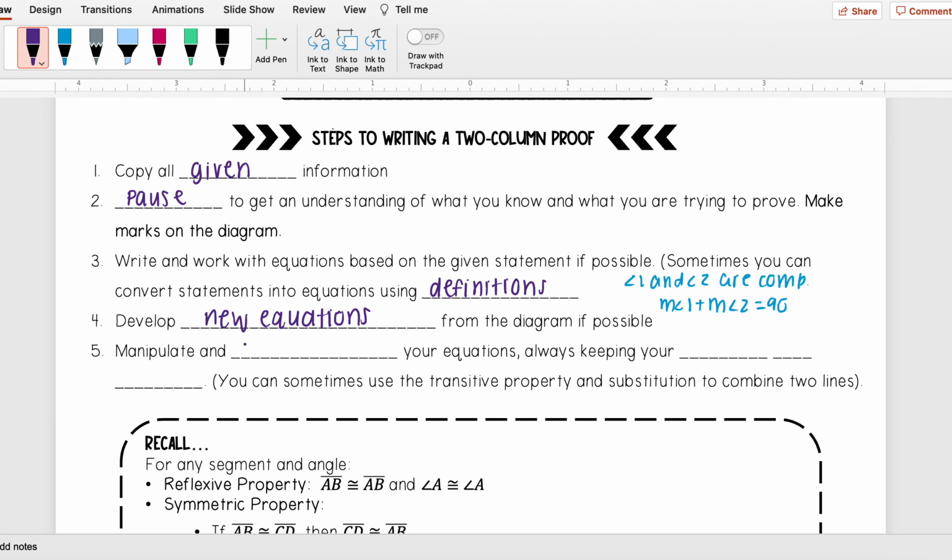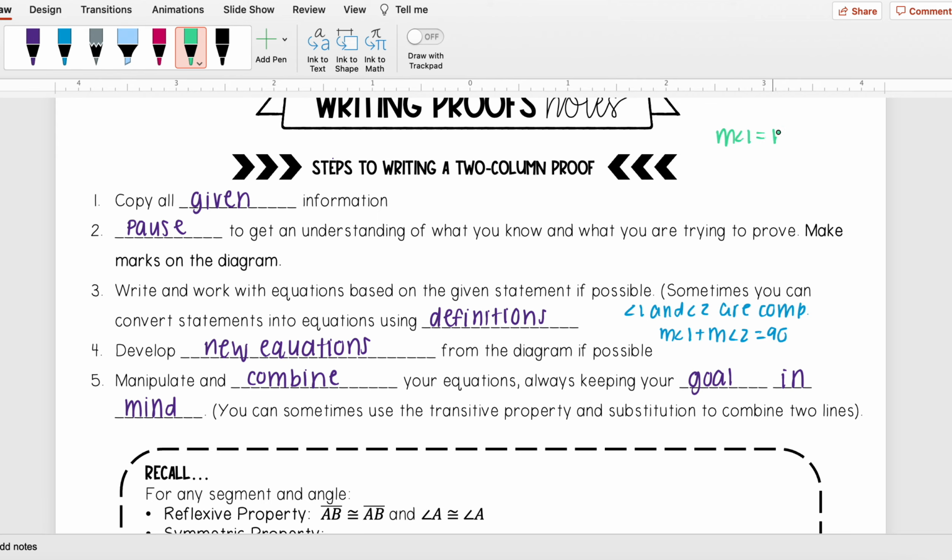And then lastly, manipulate and combine your equations, always keeping your goal in mind. You can sometimes use the transitive property and substitution to combine two lines. For example, let's say we had that the measure of angle 1 is equal to the measure of angle 3, and we also had the measure of angle 1 plus the measure of angle 2 is equal to 90. Then, using substitution, I can replace the measure of angle 1 with the measure of angle 3 to say that therefore the measure of angle 3 plus the measure of angle 2 is equal to 90. So we want to keep in mind the different ways that we can manipulate it to get to the end that we want.